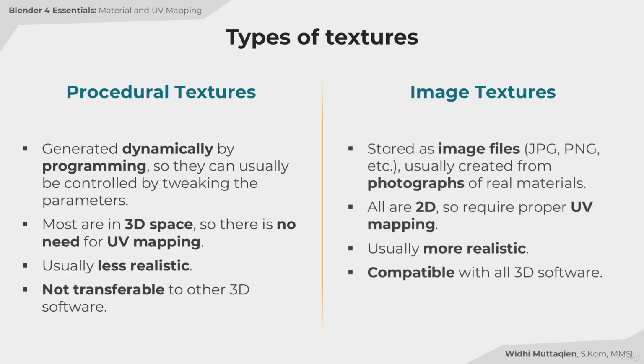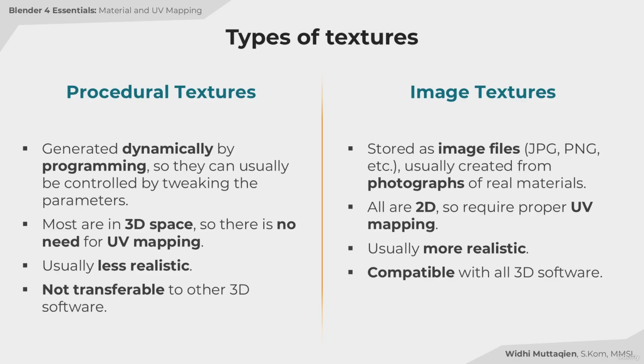The second type of texture is image textures. Unlike procedural textures, image textures are stored as image file formats such as JPEG, PNG, EXR, HDR, etc. Most of them are captured from real-world materials through photographs or other means. So, in most cases, they look more realistic than procedural textures.